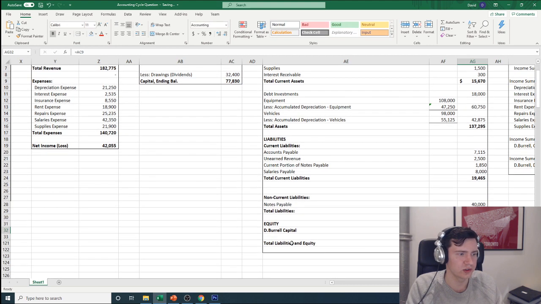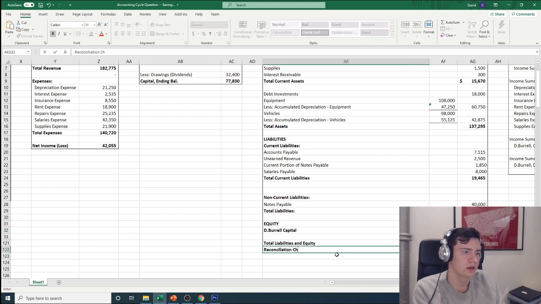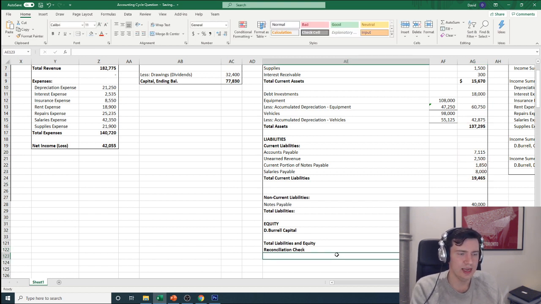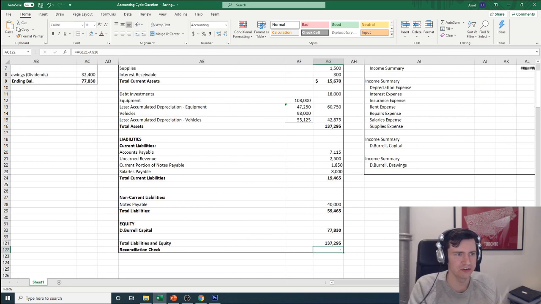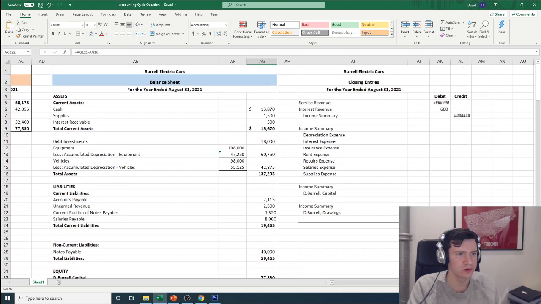And now our total liabilities and equity are 137,295. And a quick reconciliation check is take our total liabilities and equity, subtract it by the total assets, and there is no difference, which means that our assets equal our liabilities plus equity, and that's exactly what we're trying to do. We're trying to get those to balance.